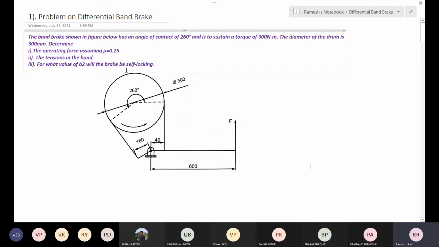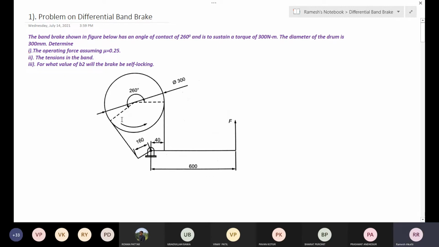He has asked you to determine the operating force. You need to find out the operating force, that is the actuating force or the applied force, F. And he has told that you need to assume the coefficient of friction as 0.25. If it is not given, because the coefficient of friction is in the equation, you need to assume that. After that, he has asked the tension in the band.